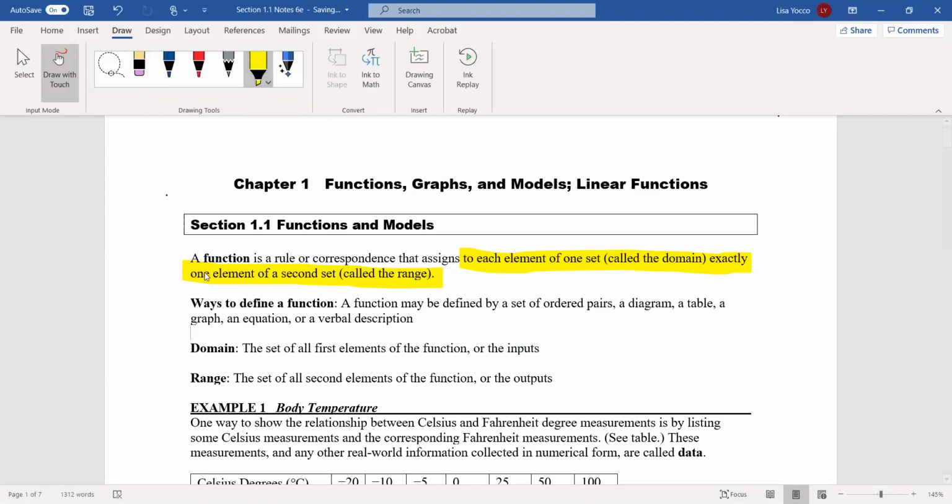So, as I said, the first numbers are elements of the domain, and a lot of times we call those the inputs. The second elements from the range are called the outputs. All right.